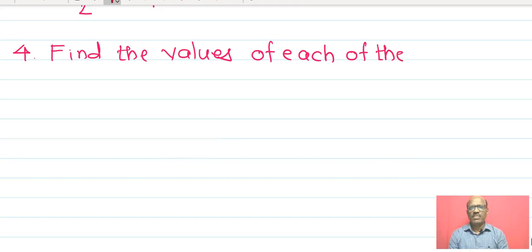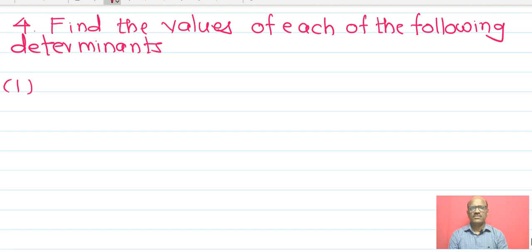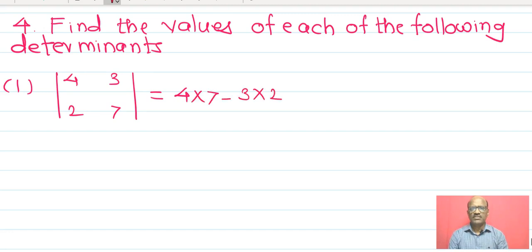Find the value of each of the following determinant. First, 4 3 first row, second row 2 7, 4 into 7 minus 3 into 2. That is 28 minus 6 is equals to 22.